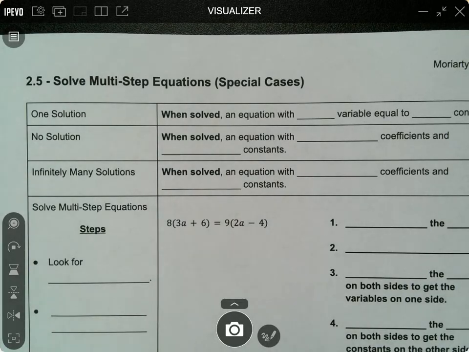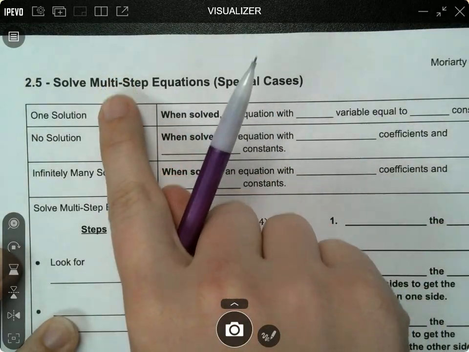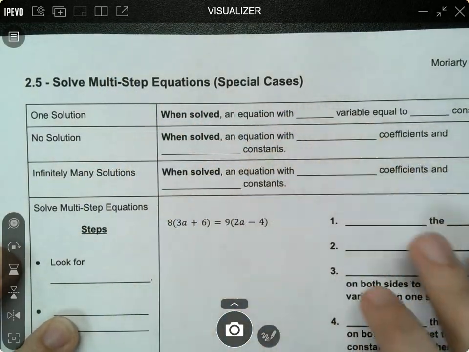Is it going? It says it is. All right. Multi-step equation special cases. I want to ignore these guys for a second. We'll get back to those.